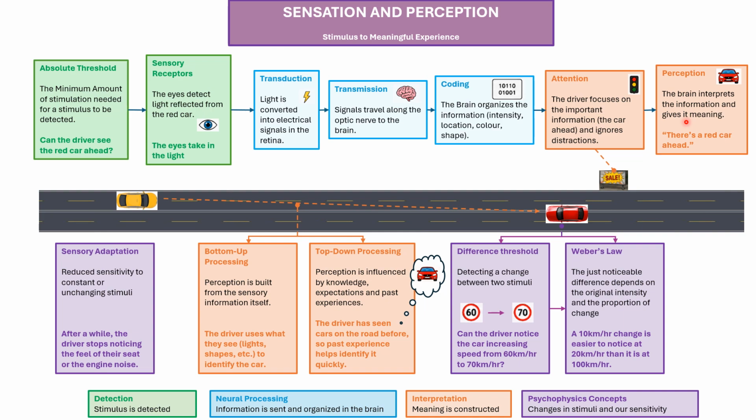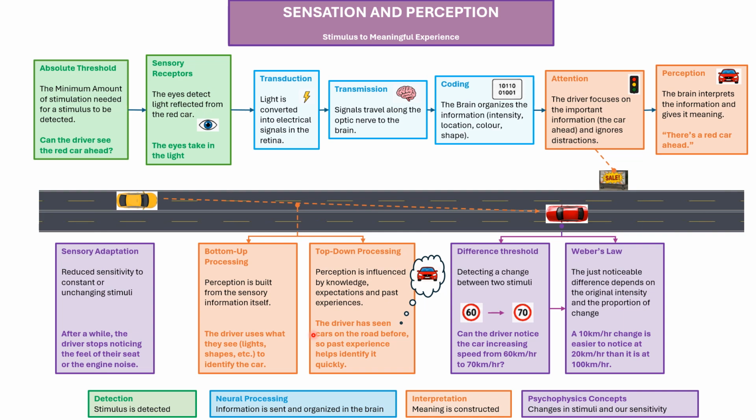Perception can occur through both bottom-up and top-down processing. Bottom-up processing relies on sensory information itself, whereas top-down processing uses prior knowledge, expectations, and experience to interpret what we see. Because the driver has seen cars before, they can quickly recognize the vehicle and understand its significance.